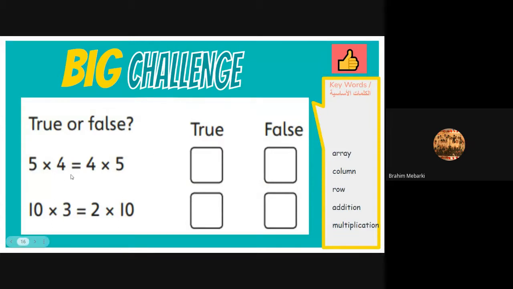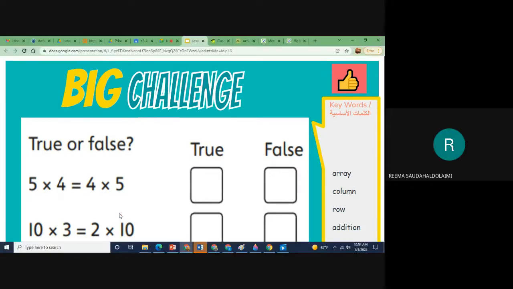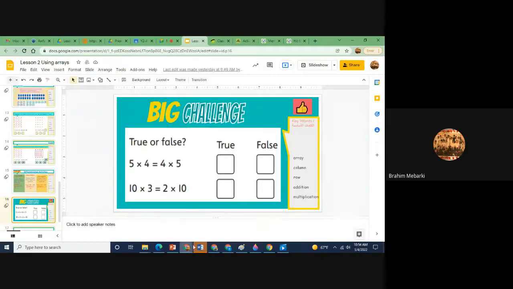Okay? But before, I have a question here, true or false? 5 times 4 equals 4 times 5. Is it true or false? True. 5 times 4 is the same as 4 times 5. Very good. Now, 10 times 3 equals 2 times 10. True or false? False. Very good, because they are not the same. Amazing.